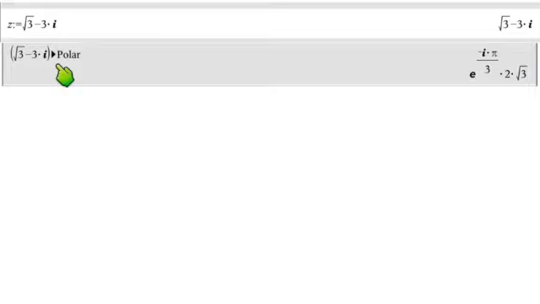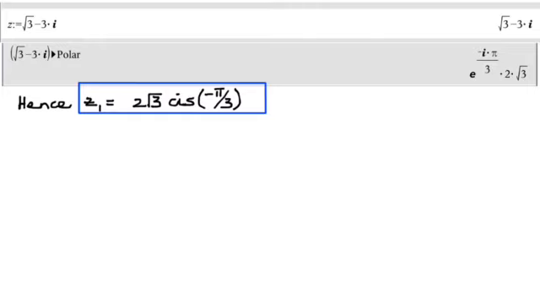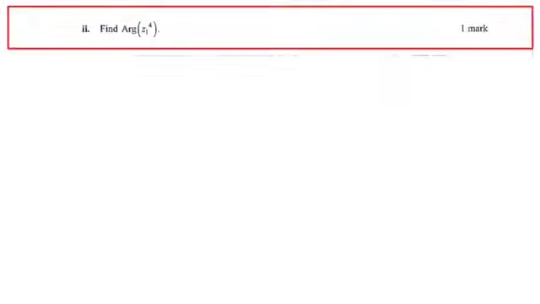What's next? There's the CAS version of it. I'm just converting it to polar form for you. And it comes up with this funny looking thing here. That's the way the TI CAS handheld does it anyway. Where this here is your modulus, and the minus pi on 3 bit is the argument, right? So you can just say that z1 is 2 root 3 cis minus pi on 3, and you're laughing. Find the argument of z1 to the 4th is the next question.